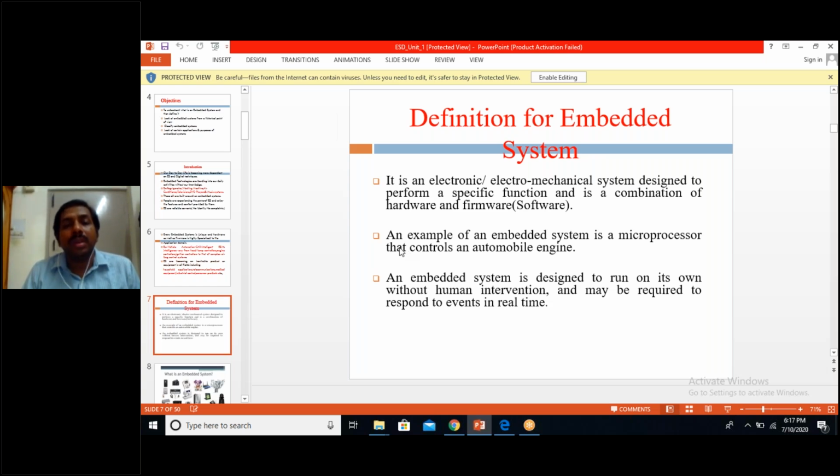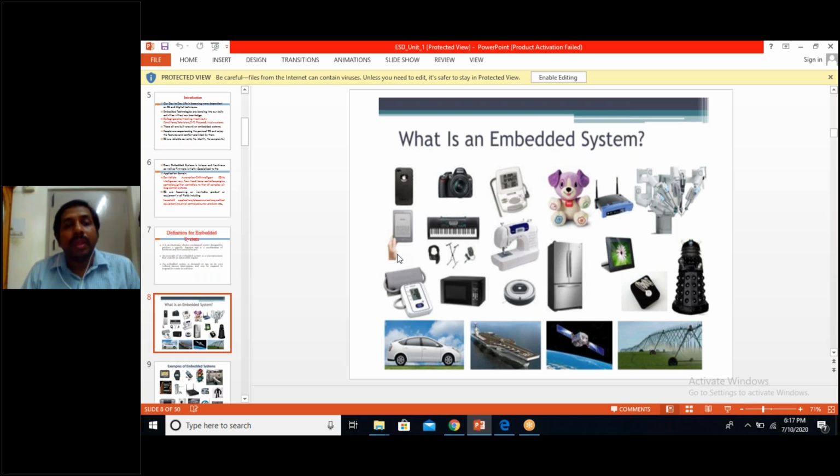So embedded system is a microprocessor that controls an automobile engine. So there is an embedded system, there is a microprocessor. That microprocessor is having some program that is going to control an automobile engine. So now you can know embedded system is designed to run on its own without human intervention, and it requires some real-time response. So for that we are using sensors.